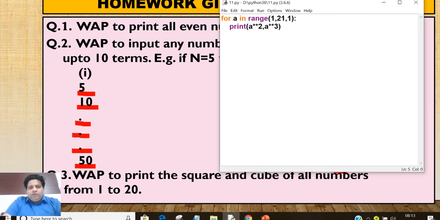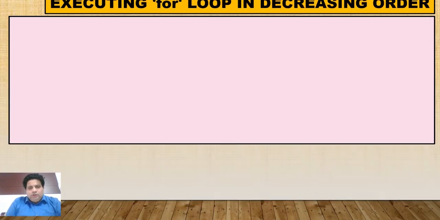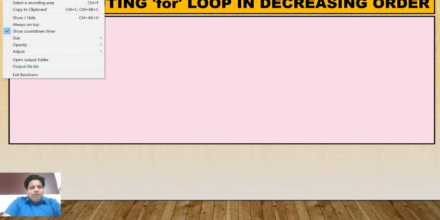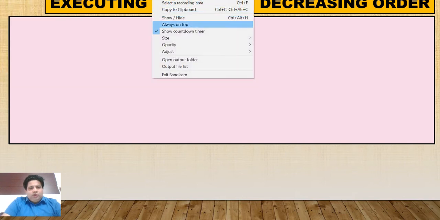Now let's move on to the new topics. In the previous tutorial we learned how to execute the for loop in increasing order. Now we will learn how to execute the loop in decreasing order.